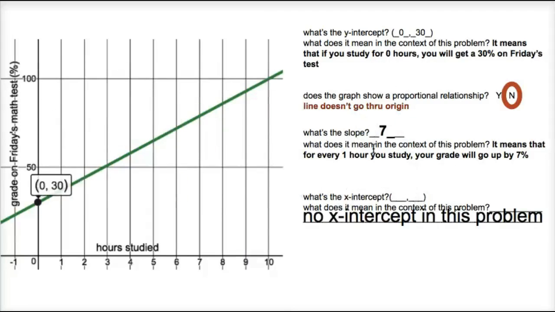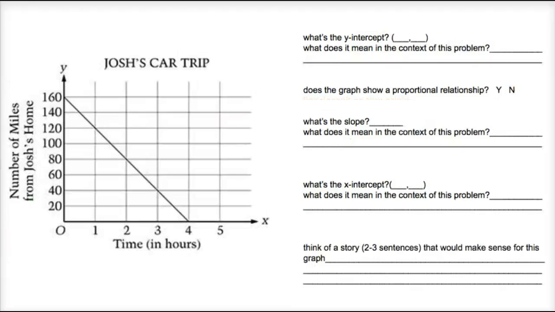There's no x-intercept in this problem. There is, but it would be way back over here, on this side of the graph. Therefore, it doesn't really make any sense. It would have to do with negative hours studied. It would tell us how many hours we would need to study to get a 0% on the test, but that doesn't make sense because even if we didn't study at all, we're going to get a 30%. So there's no x-intercept to discuss really in this problem.